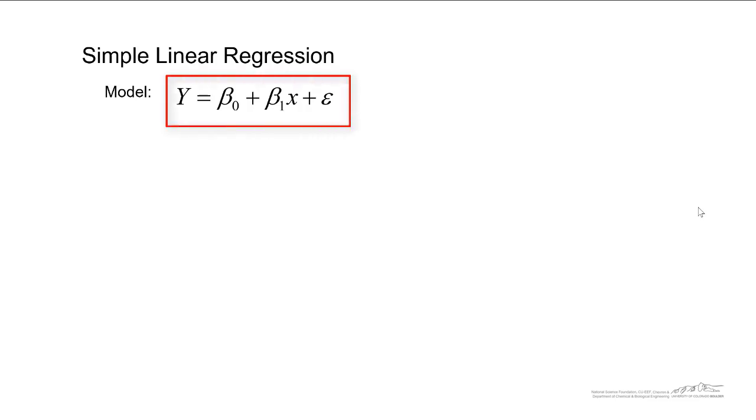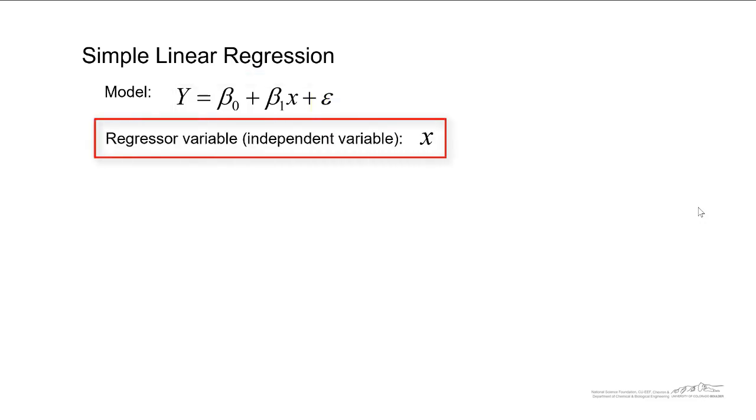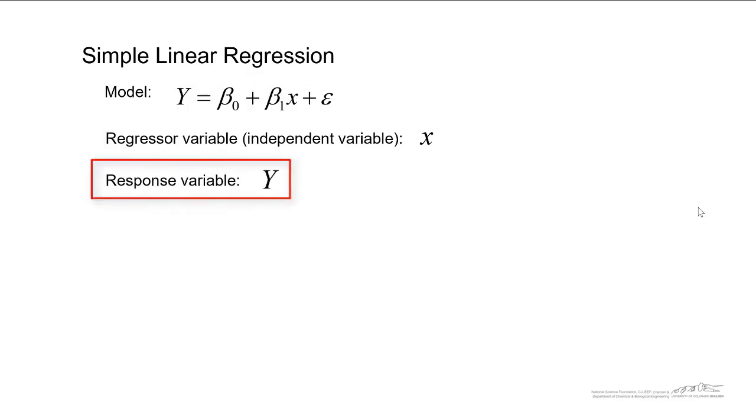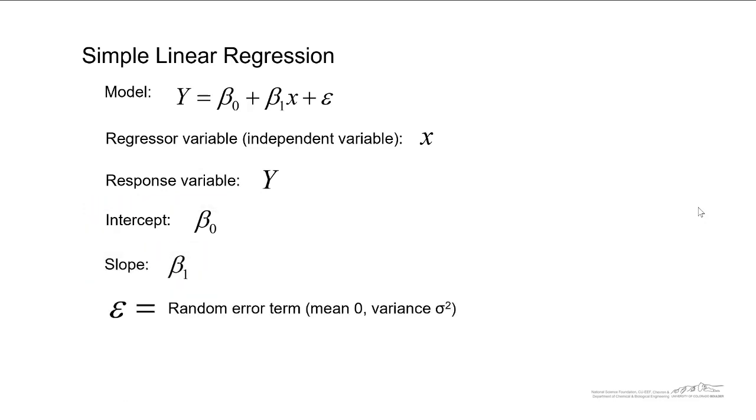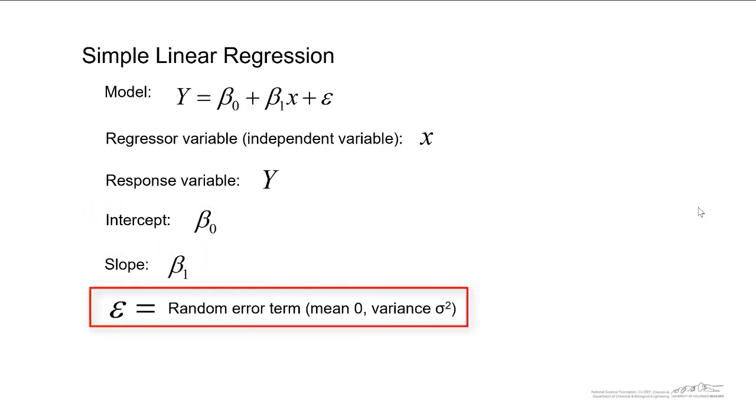Y equals some intercept, beta naught, plus beta 1, which is our slope, times x, plus some sort of random error term. The regressor variable is x. Capital Y is known as our response variable, and our intercept is beta naught. Our slope is beta 1, and our epsilon represents a random error term. This has mean 0 and variance sigma squared.